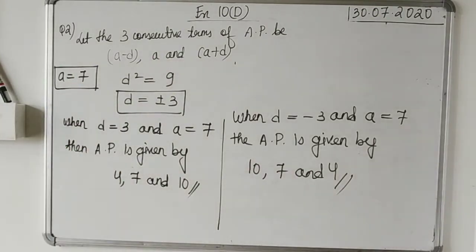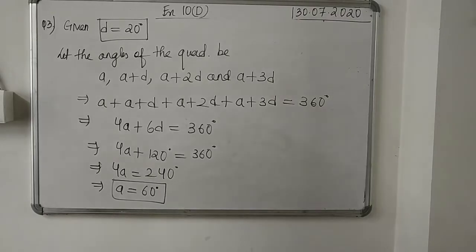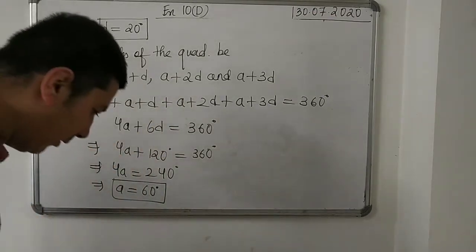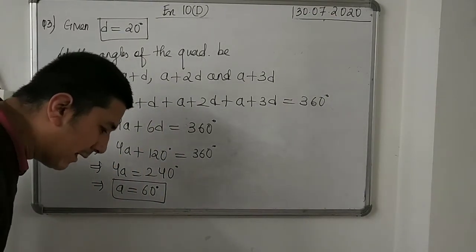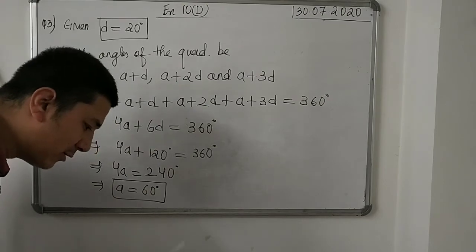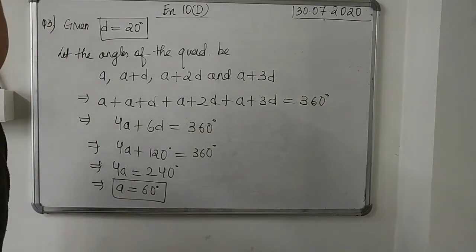This is question number 2. Next we go to question number 3. Please read question number 3 properly, okay? The question says the angles of a quadrilateral are in AP with common difference 20 degrees. Find the angles of the quadrilateral.